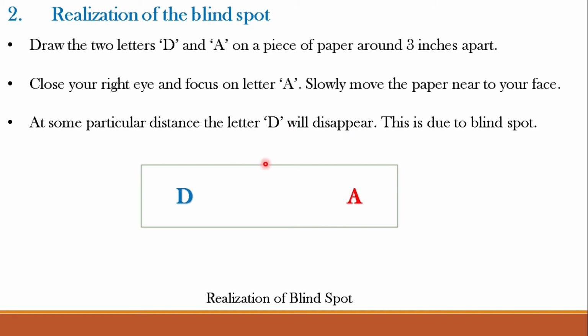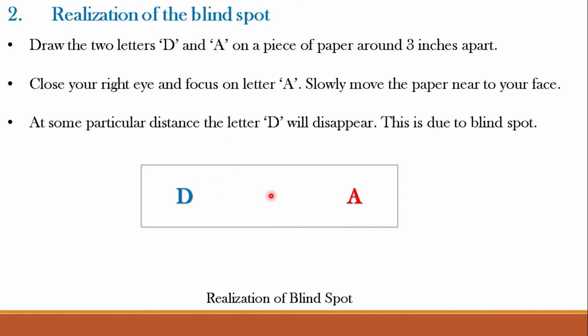Initially, you will be able to see the letter D also along with A, but you have to focus on A. But at some particular distance, the D will disappear, and this happens due to the blind spot because the D is falling on the blind spot.